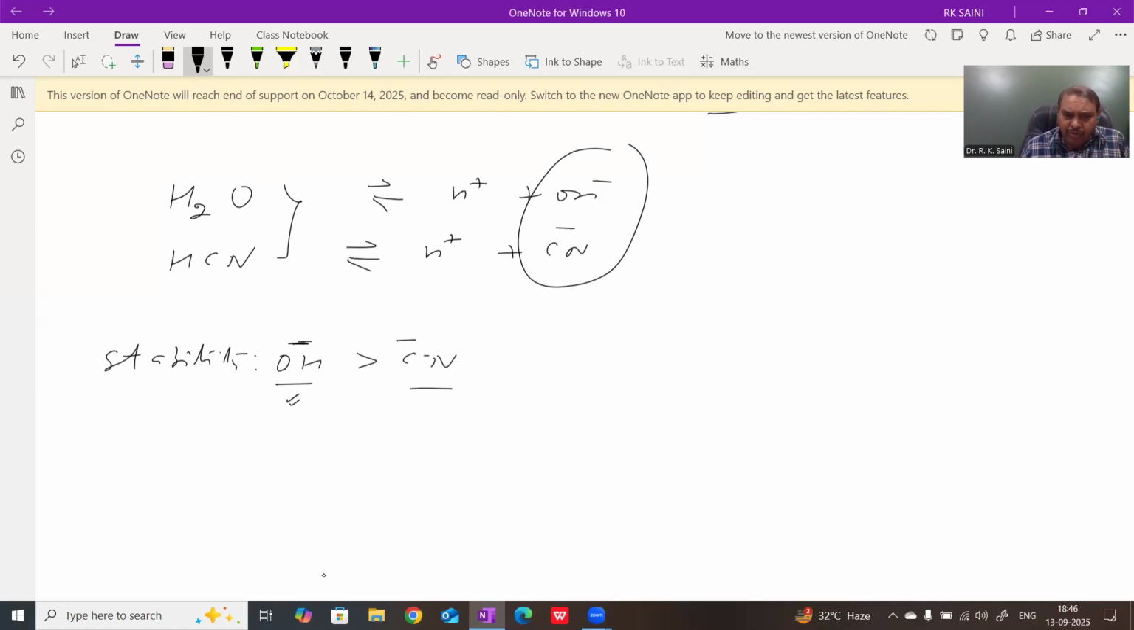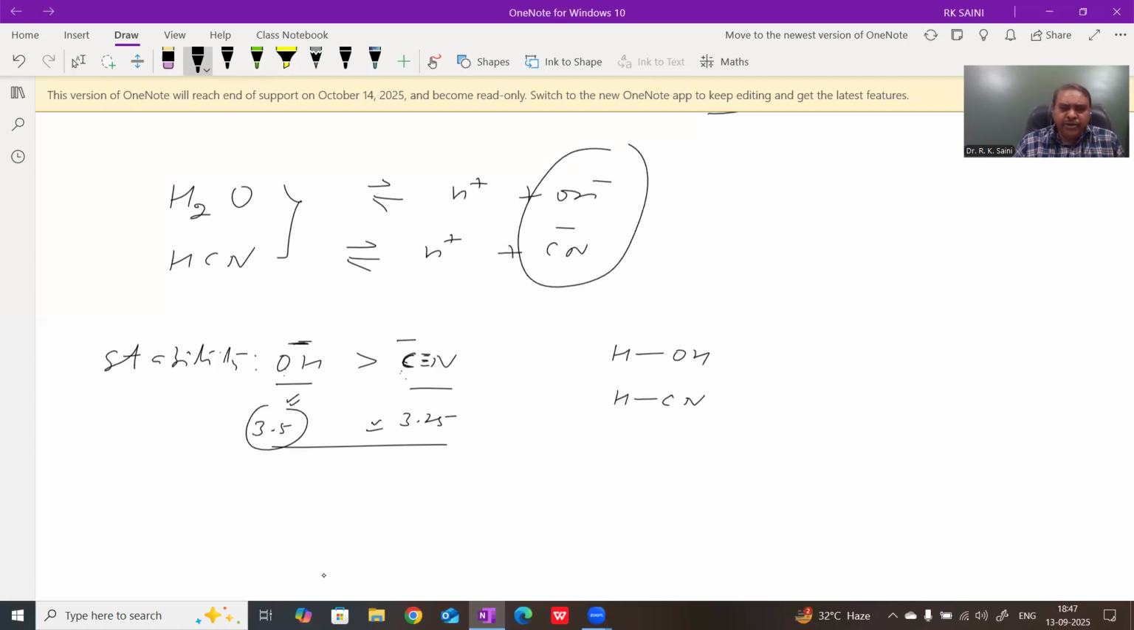more solvated. However, the electronegativity of oxygen is nearly comparable to the electronegativity of sp hybridized carbon. sp has 50% s character, so its electronegativity is comparable to this. But we consider another factor.